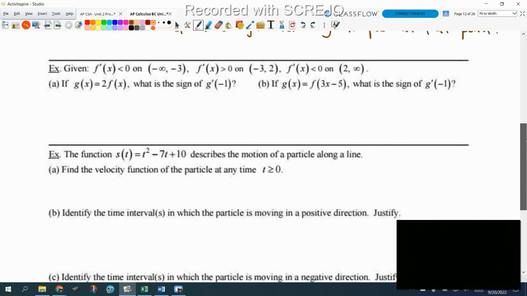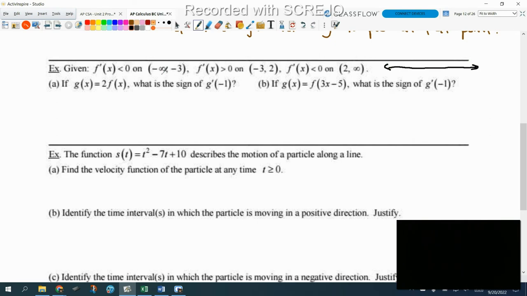All right, next one. So now, instead of being given a graph, they're just going to tell us a few pieces of information. f prime is greater than 0 on negative infinity to -3. f prime is less than 0 there. f prime is greater than 0 on -3 to 2. And f prime is back to less than 0 on 2 to infinity. Once again, draw out a number line if you're not feeling comfortable with this yet. Okay, I think I will draw out a number line on this one.